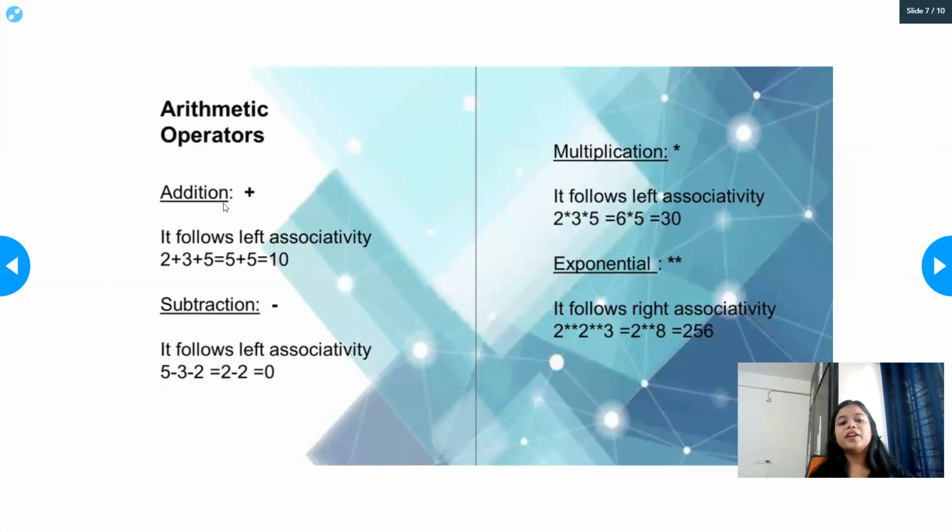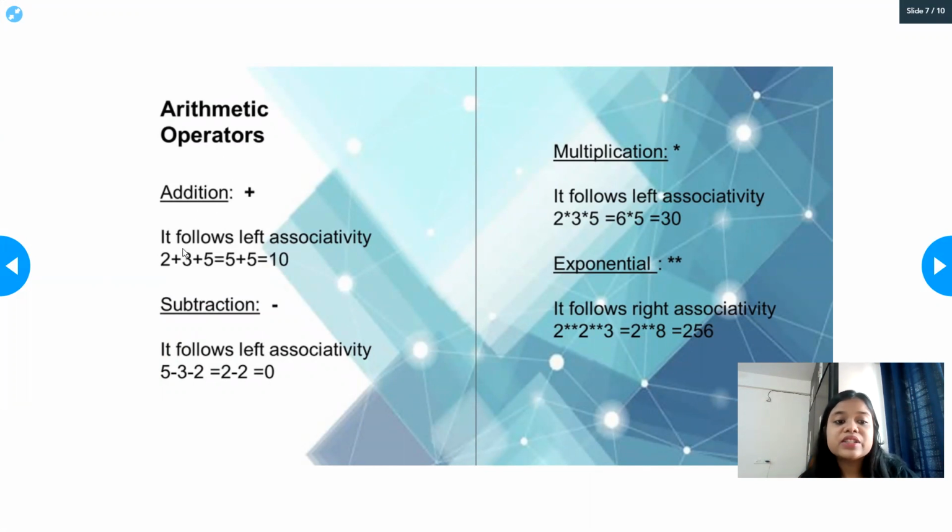Okay, arithmetic operators. The first arithmetic operation is addition, which is represented with the symbol plus. Now it follows left associativity. Now what is meant by following left associativity? It's nothing but when you have an expression like 2 plus 3 plus 5, it will start evaluating or solving from left to right.